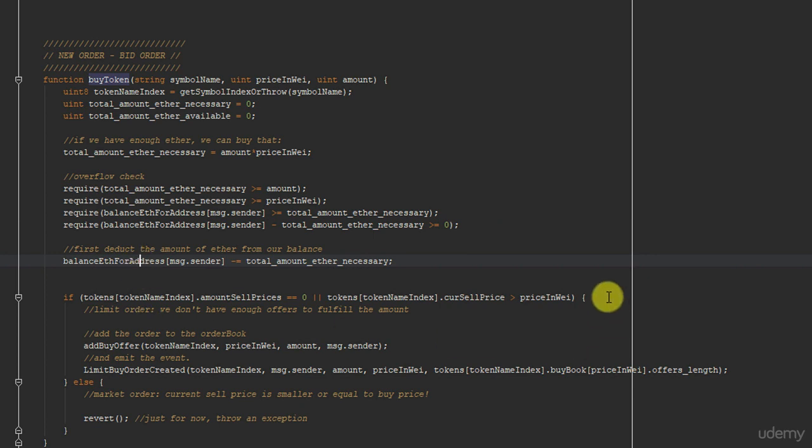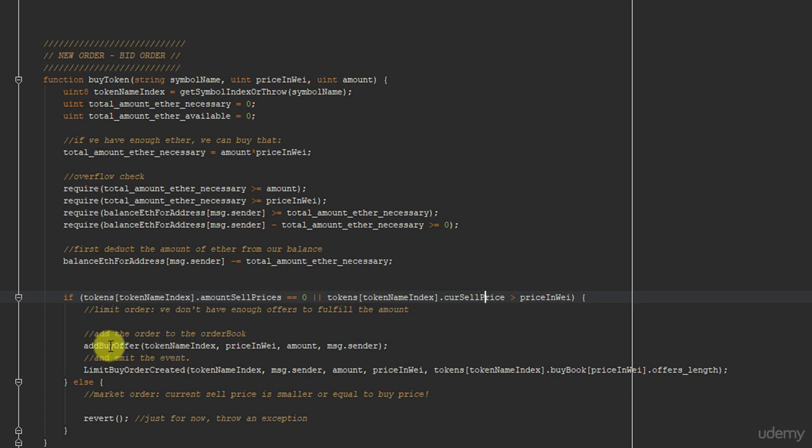And then we have an if-else part. First, we check if there is already a sell order available so that the order gets executed immediately, or we create a new limit order. And in this case, we create a new limit order if there is no sell order yet. Obviously, if nobody wants to sell anything, we cannot execute it. Or if the current sell price is larger than the price I'm offering to buy tokens, then we get a new limit order in our order book.